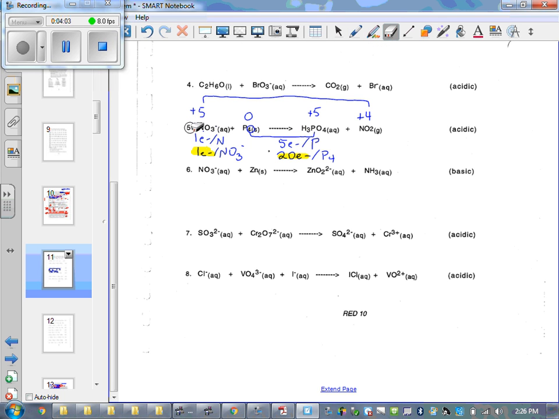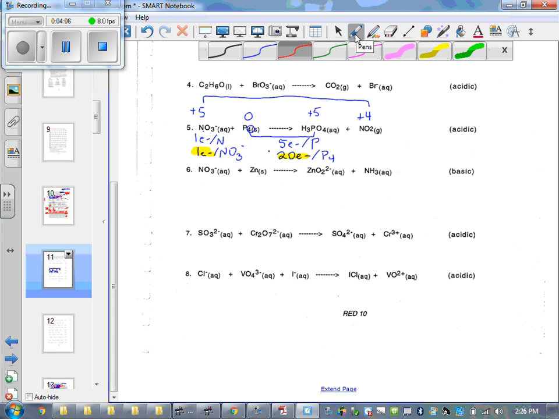Why are we multiplying the 5 times 4? Because there's 4 phosphorus atoms. Each of those 4 phosphorus atoms has lost 5 electrons. So what's the total electrons lost since there are 4 phosphorus atoms? 20. Does that part make sense? Yep. Okay.